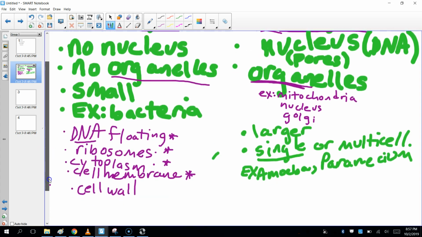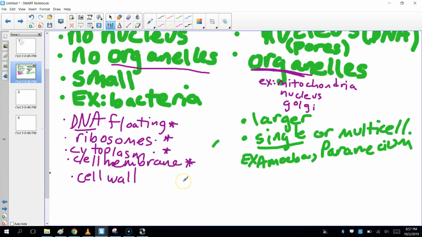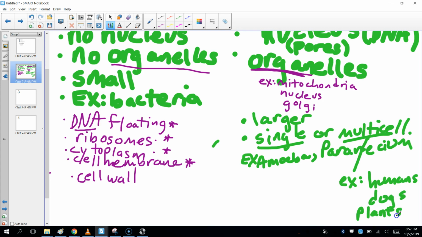But there are also eukaryotic organisms that are multicellular. The multicellular eukaryote examples would be humans, right? Because we have eukaryotic cells, but we have many of them, and that's why it's called multi. Dogs, plants, okay? And remember, plants have this in common with prokaryotes, the fact that they both have cell walls. Fungi, which are like mushrooms, also have eukaryotic cells, okay?